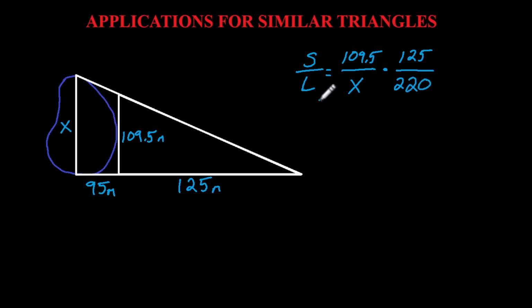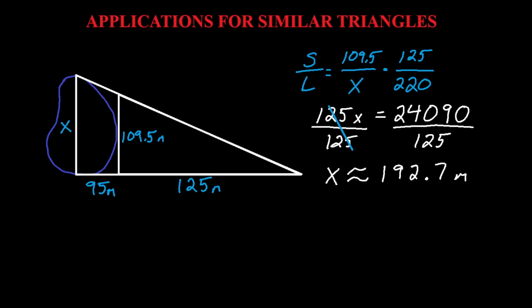Now that I've set up the proportion, I simply do the cross products, which gives me 125 times x and 109.5 times 220, which is 24,090. Then in order to solve the one-step equation, I divide both sides by 125, which gives me x is approximately 192.7 meters.